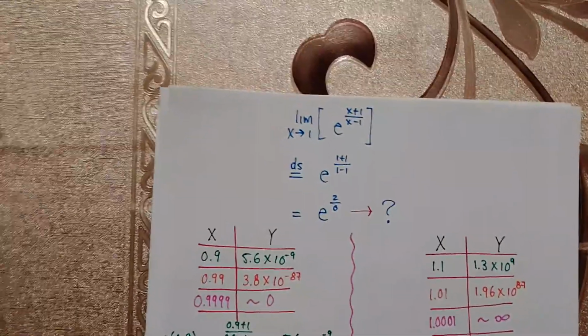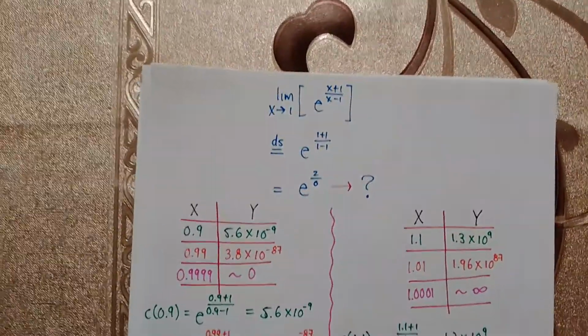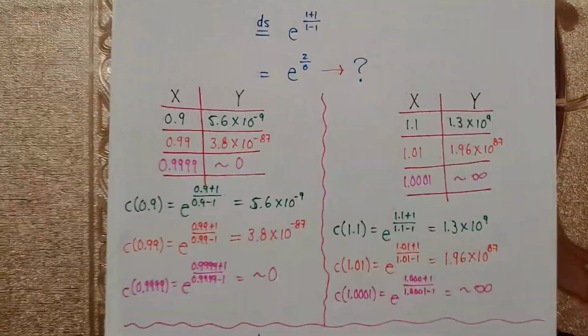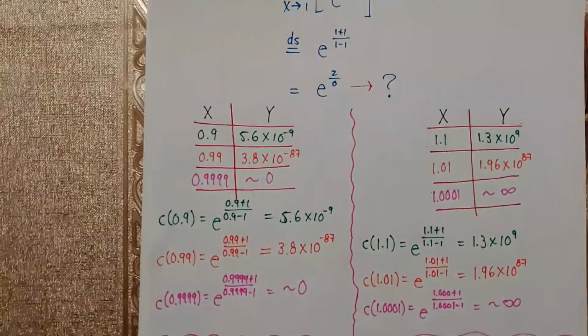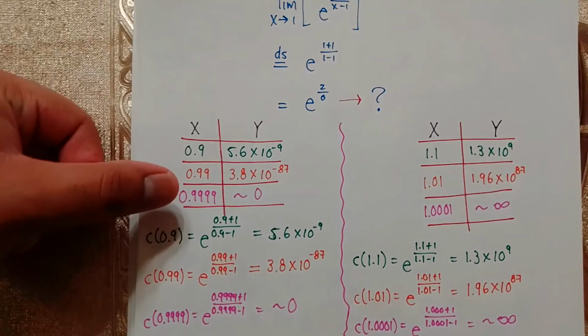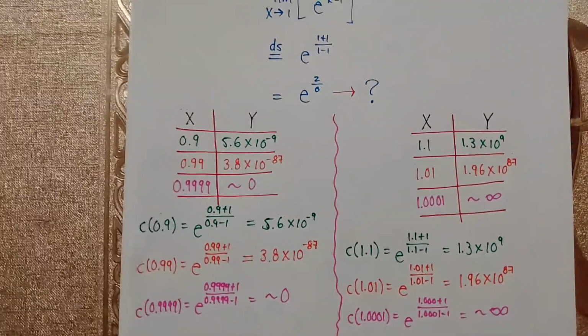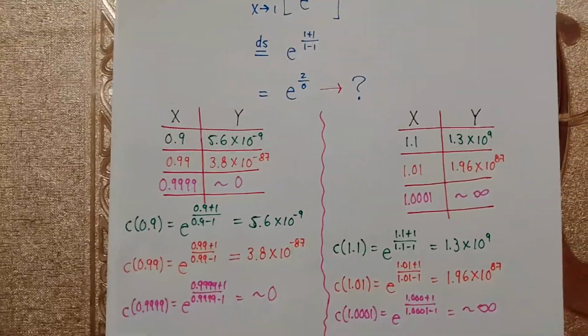That just means that there is no limit. It's just doing something funky. It's looking like an asymptote. So we do a little table and plug different values from each side of the 1. As we can see, the closer we get to 1, the more it starts looking like a 0. So it's just decreasing, trying to reach 0.